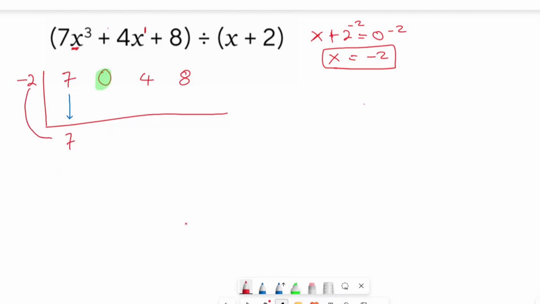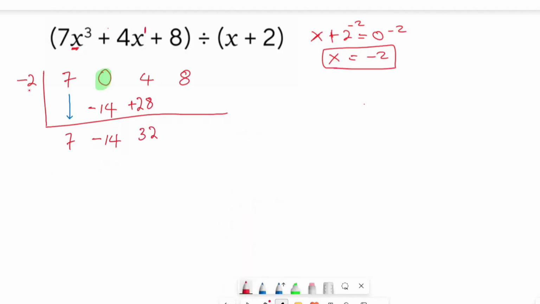-2 times 7 will give us -14. So this is -14 right here. And so what we're going to do is add these two, right? -14 and 0 gives us -14. Now we're going to multiply -14 times -2. We're going to get positive 28 right here. Then we're going to add this 28 to the 4, and it's going to give us 32.